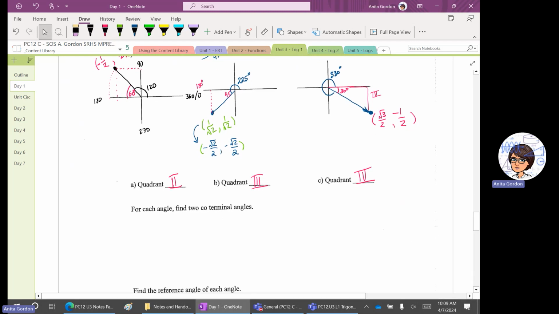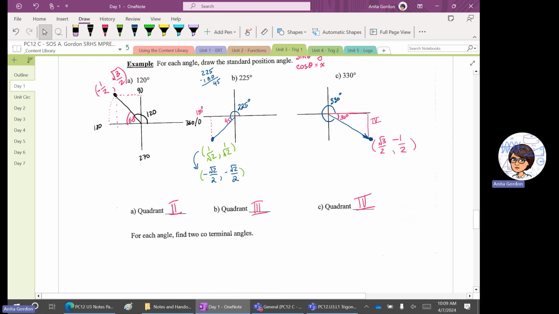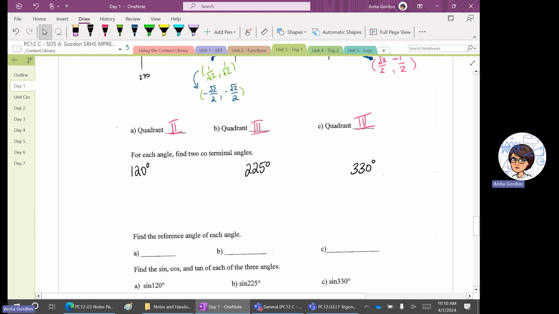So for each angle, we want to find two coterminal angles. All right, well, let's take a look. We started with 120 degrees. We started with 225 degrees. And we started with 330 degrees. So two coterminal angles means I'm either plussing or minusing 360 degrees times n for all of them.